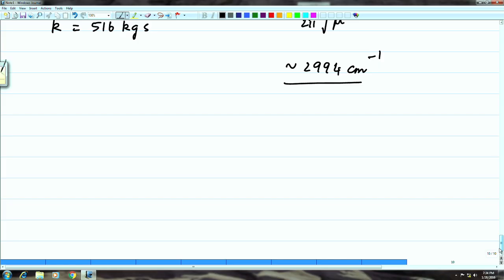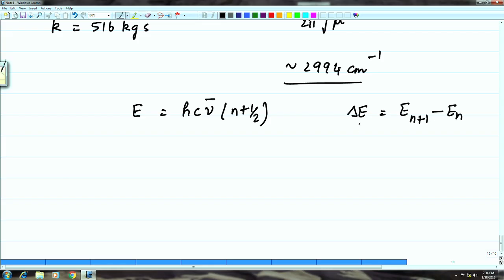And therefore, it is easy for you to calculate the energies E as hc nu bar, because this is in wave numbers, times n plus a half. So, you can calculate the delta E as nothing other than E n plus 1 minus E n, nearest level, n plus 1 to n. If you look at it, then this is hc nu bar. And so, the nu bar is known, therefore, we know the frequency of the transition energies.